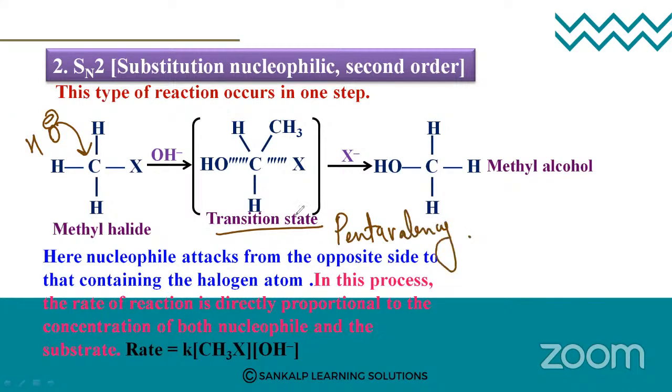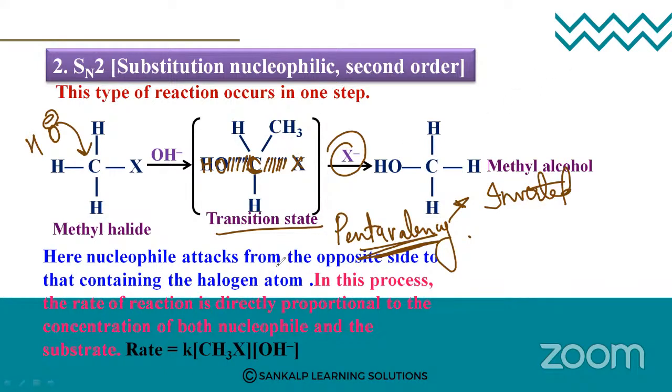What do you mean by pentavalency? More than 4 bonds. Carbon has only tetravalency, so it can form only 4 bonds, but here it has pentavalency, which is unstable. The incoming nucleophile makes the bond and the leaving group breaks the bond simultaneously, through a transition state. The leaving group leaves and forms an inverted product. So alkyl halides are converted into methyl alcohol.